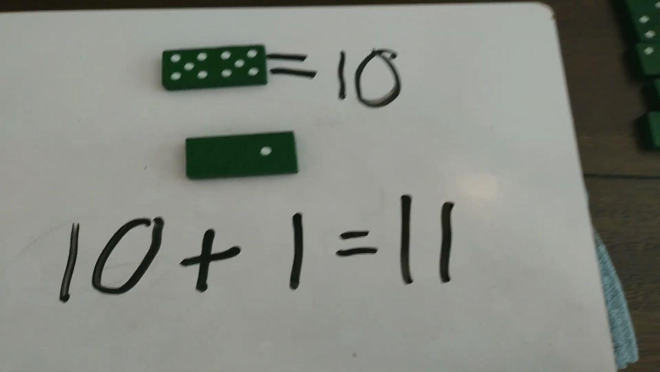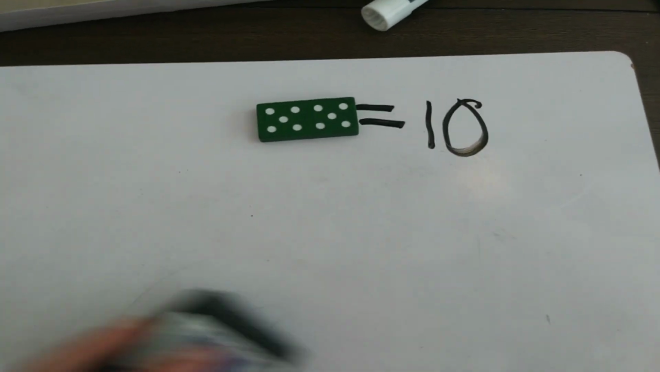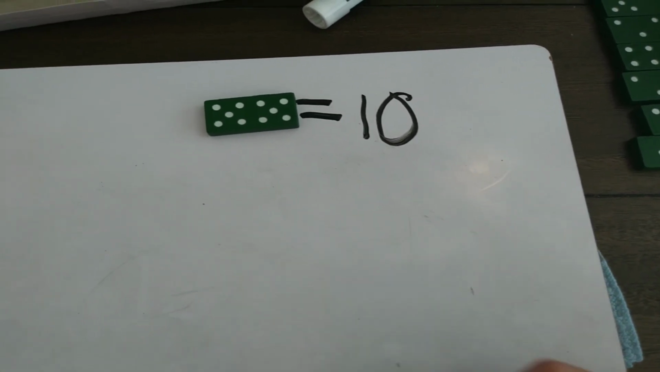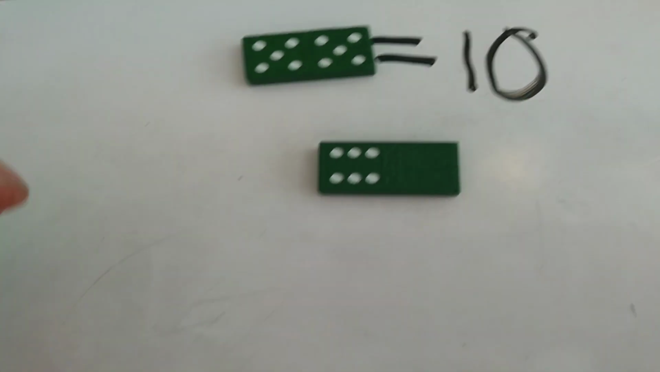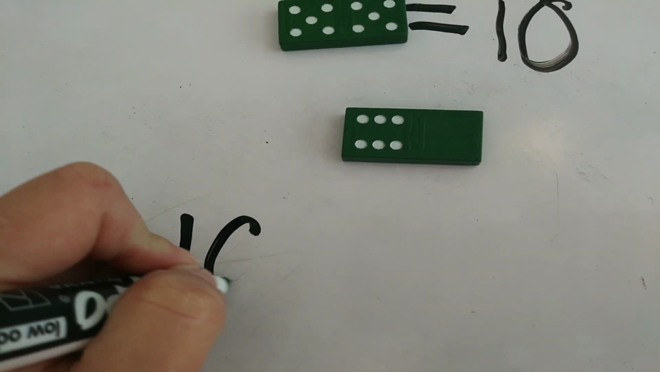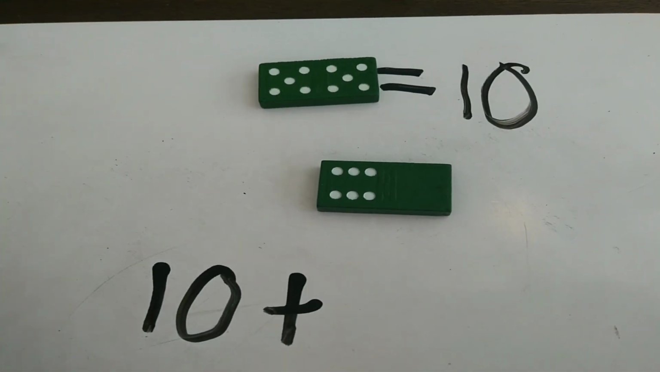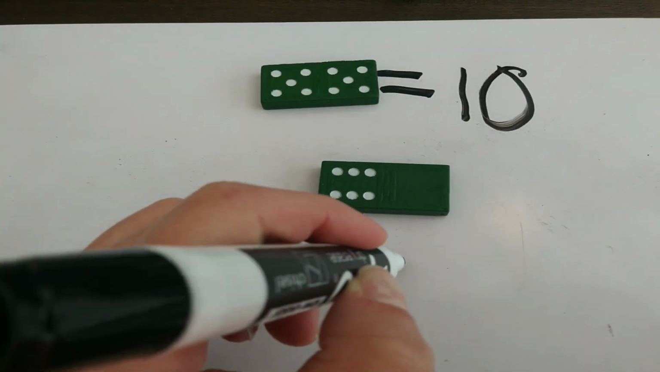Very good. Let's do another one. So we're going to make addition sentences now with this. Okay, let's try another one. Let's try this one. Okay. So we have how many here? 10, right? How many here? 1, 2, 3, 4, 5, 6.